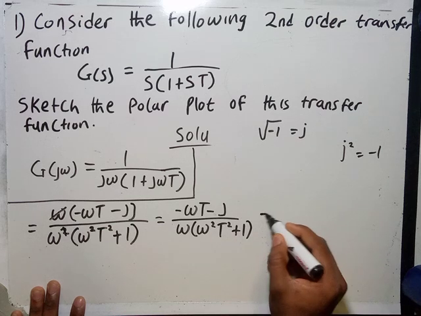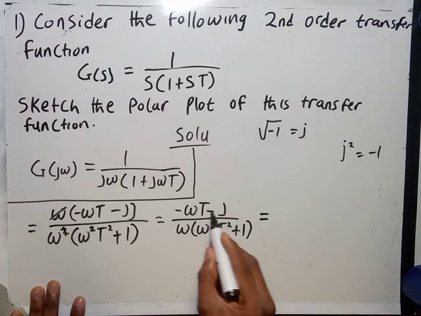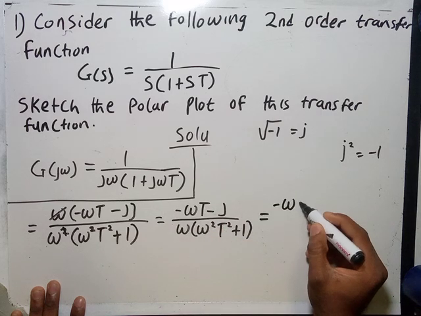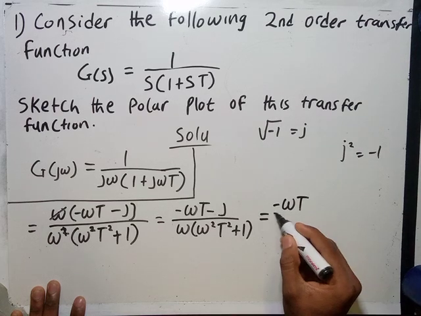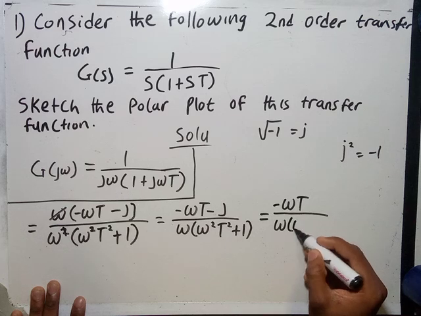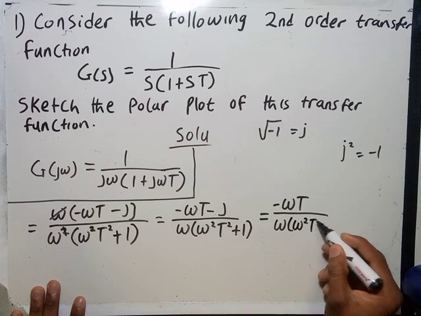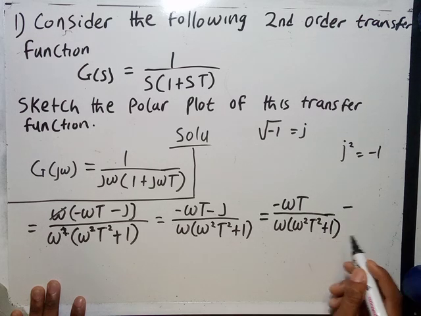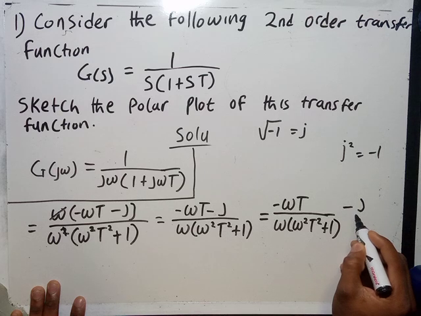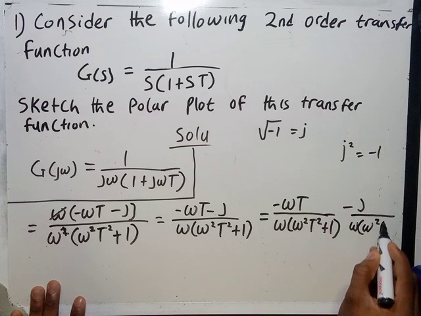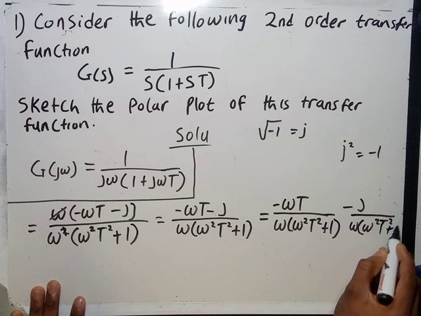We're going to be splitting it now. And when we do that, remember we want to separate our j from our real numbers. We'll be having minus ωt all over ω(ω²t² plus 1), minus j over ω(ω²t² plus 1).